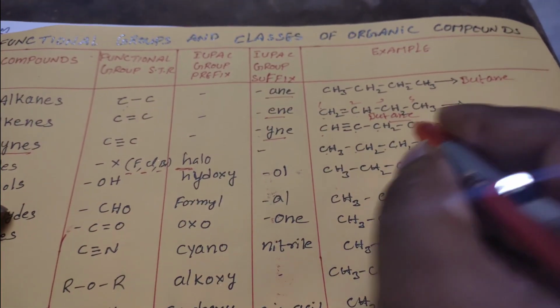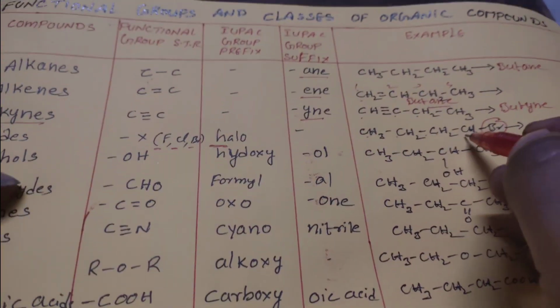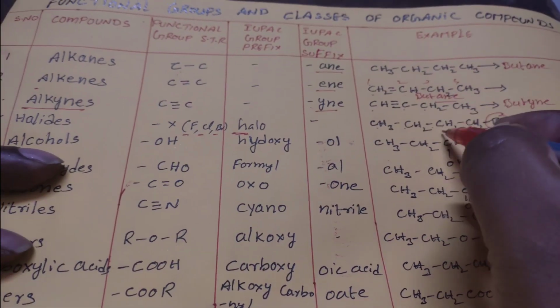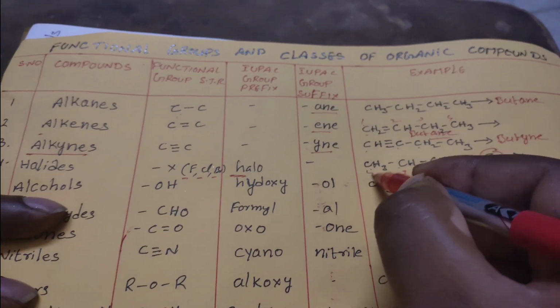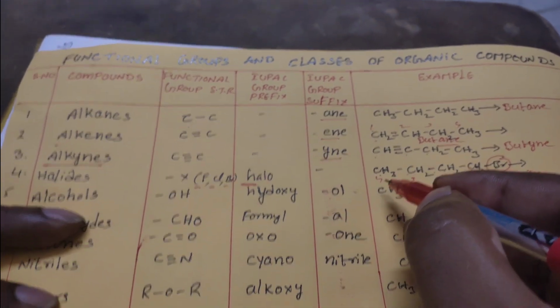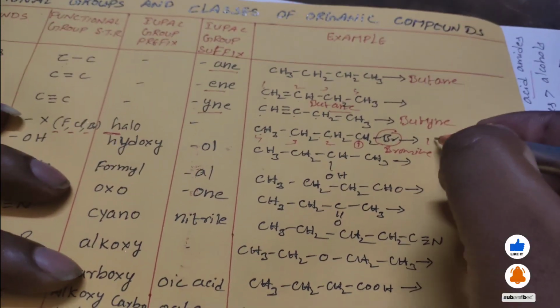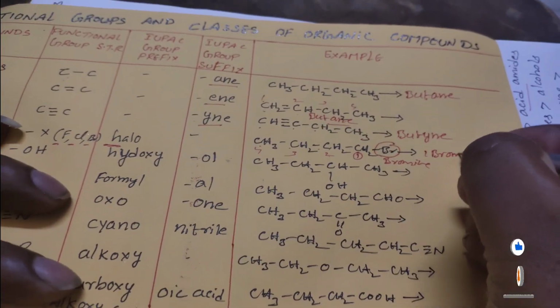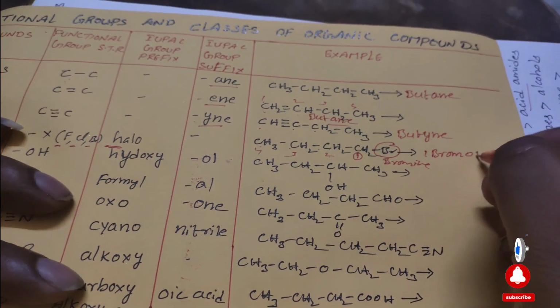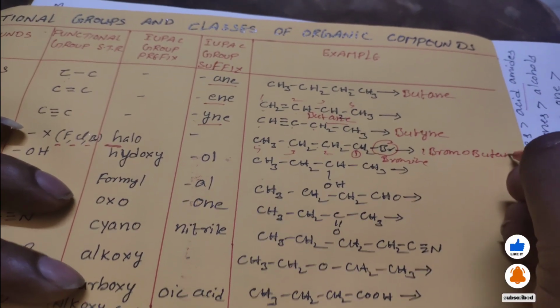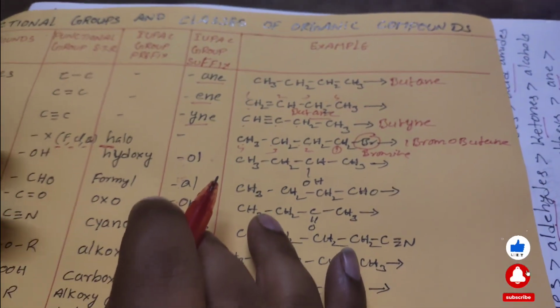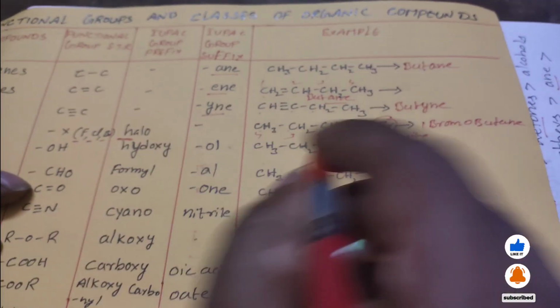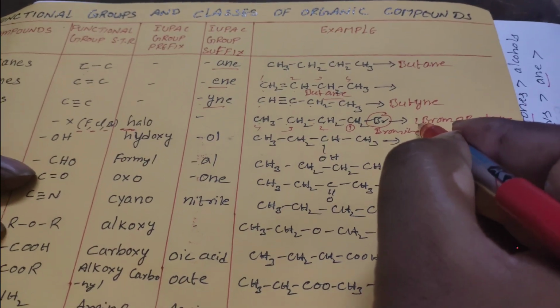And the bromine is attached to one of the carbons, so the numbering I am giving is 1 2 3 4. So the name of the compound is 1-bromobutane. The root word is butane. In the previous lecture we discussed the priority order, so basing upon the priority order, the halogens have the least priority.